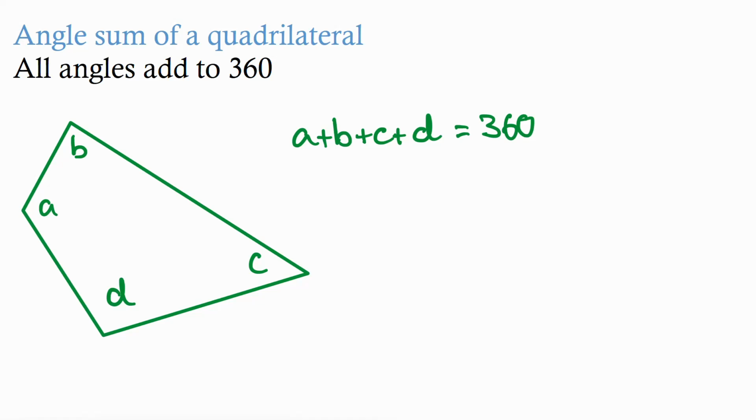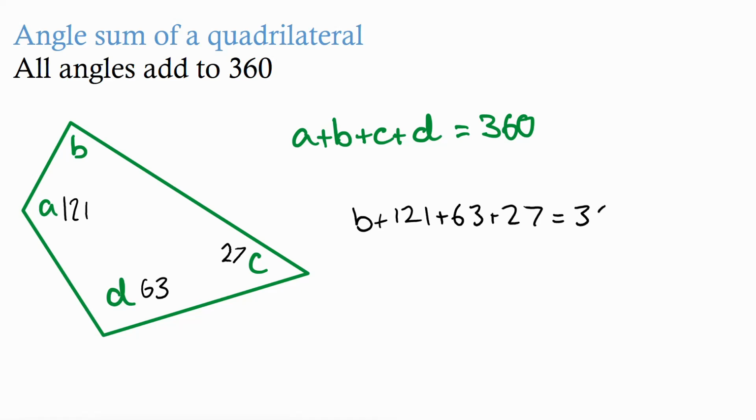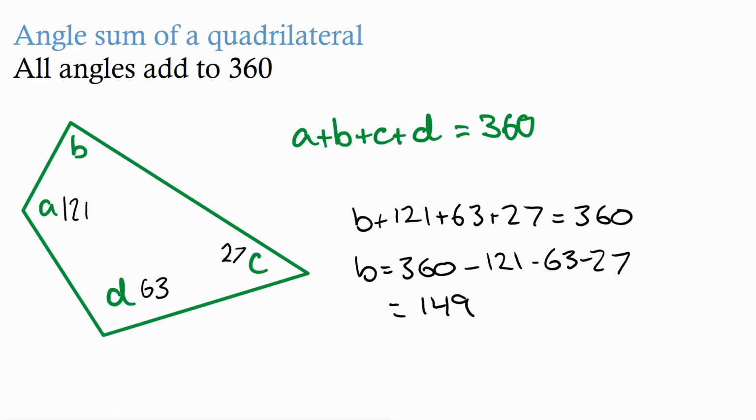For example, if you had 63, 27, 121, and we were trying to find B, what this would be is B plus 121 plus 63 plus 27 equals 360. So B is going to equal 360 take away 121, take away 63, take away 27. And that equals 149. So I've just found what B is using the angle sum of a quadrilateral.